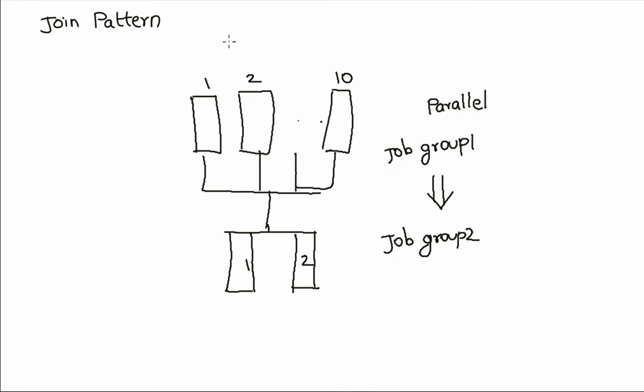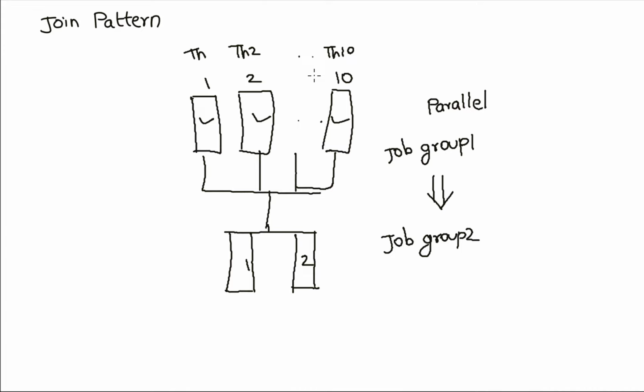Now what happens when these 10 jobs are encountered by the system? These 10 threads are spawned. For job 1, thread 1 is spawned; for job 2, thread 2 is spawned; for job 10, thread number 10 is spawned. And all these threads start running in parallel, but they can finish the job at any point of time. We do not know for sure which thread is going to finish first and which is going to finish last.